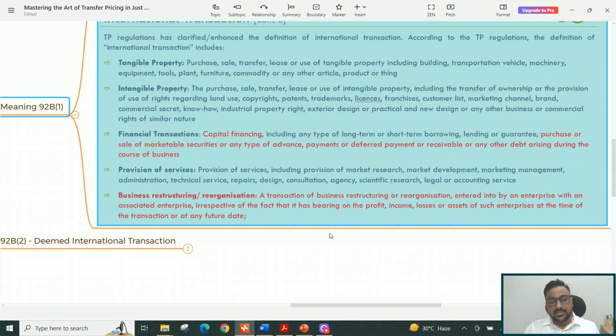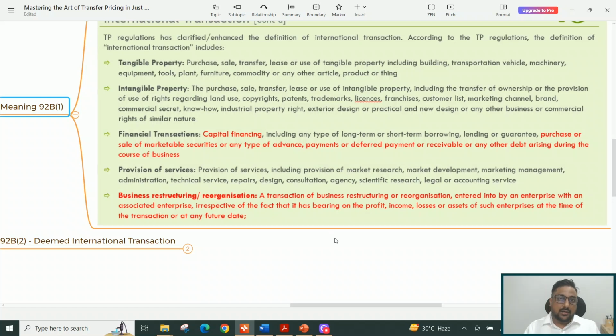So what it means is that if your associated enterprise has a receivable or payable as on 31st March, or as on year end, then that particular amount is also called an international transaction, because that's a financial transaction, and there's a receivable or payable which you are required to make to that entity. So we also report that type of transactions under 3CB.